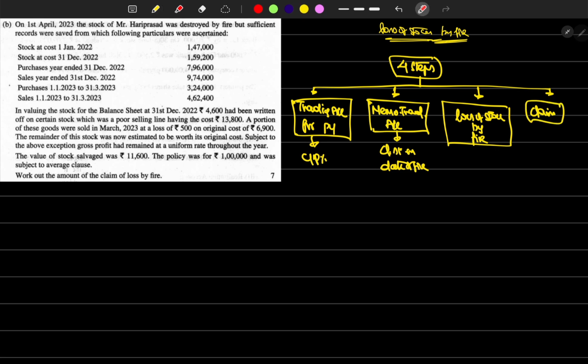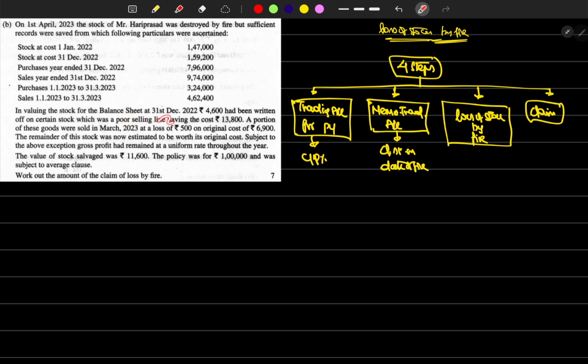First, what the question has given: on 1st April 2023, the stock of Mr. Hari Prasad was destroyed by fire, but sufficient records were saved. Sufficient details have been given for the memorandum trading account. This is the data of the previous year, where we need to find the GP percentage, and this is the data till the fire period. Fire happened on 1st April, so till 31st March 2023 the details are given, what the purchases and what the sales are.